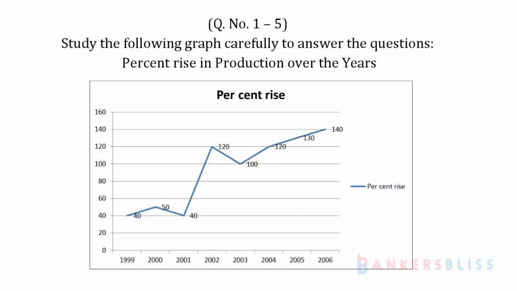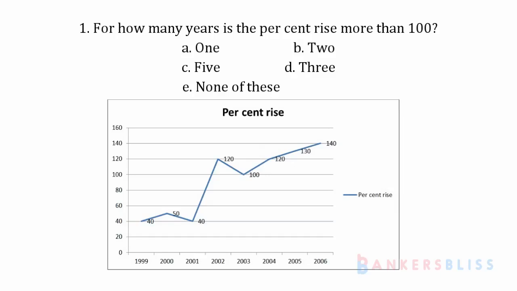Problem number one. Study the following graph carefully to answer the questions. The graph shows the percent rise in production over the years. For how many years is the percent rise more than 100? Problem number one: for how many years is the percent rise more than 100?